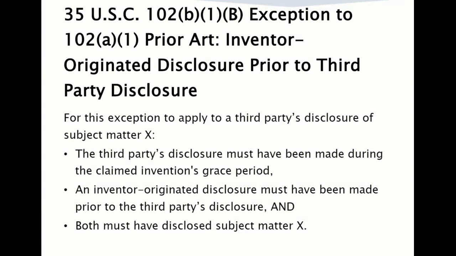We're examining an application and we find a disclosure by someone who is not part of the inventive entity that occurred within the grace period for the claimed invention. We'll call this a third-party disclosure. The third-party disclosure talks about subject matter X, which falls within the scope of the claimed invention, and, therefore, the disclosure can be used to reject the claimed invention under 102A1. The exception under 102B1B would apply when there is evidence that there was an even earlier public disclosure of subject matter X by the inventor or a joint inventor or another.